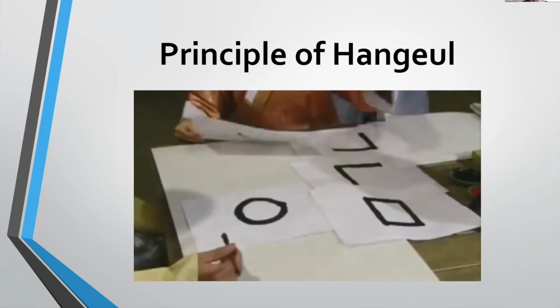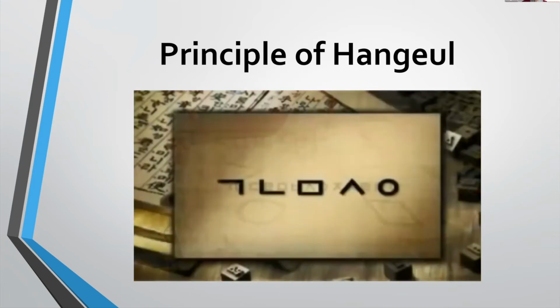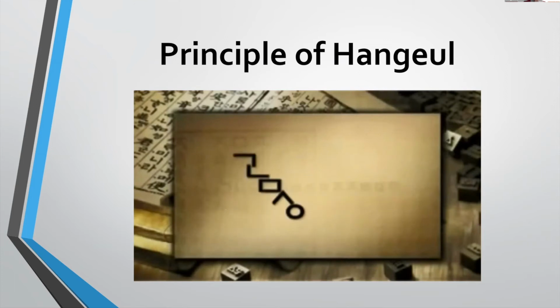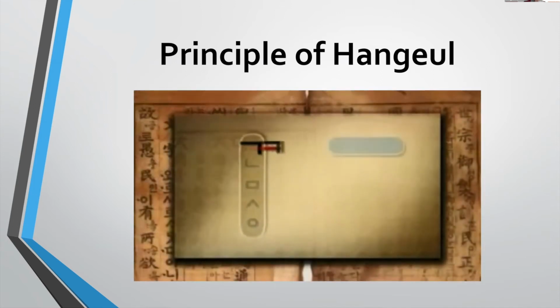These are the five basic consonants of Hangul, representing the five basic sounds produced by our vocal organs. These are also the softest sounds of human speech. The remaining consonants are created by adding extra strokes, depending on the intensity of the sound.